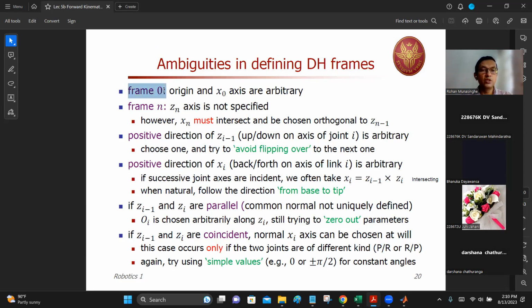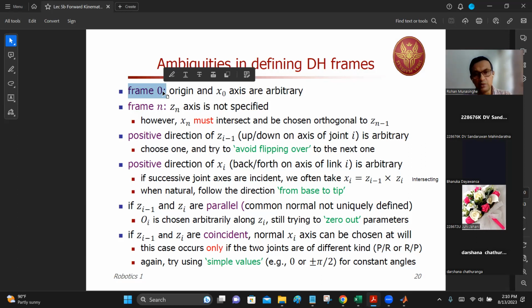For example, frame 0. What is frame 0? Frame 0 is the coordinate frame that you attach to the base of the manipulator. Now, the base is not moving. Therefore, you can arbitrarily assign it any direction you want. Now, this freedom of assigning the coordinate frame, you can use it for your advantage. So, what is the advantage here?